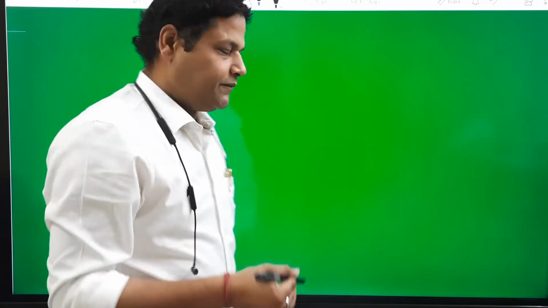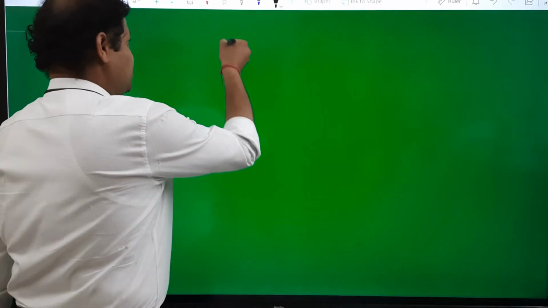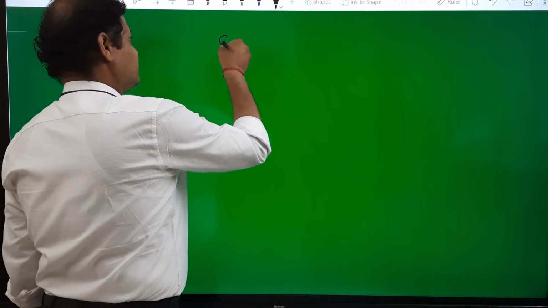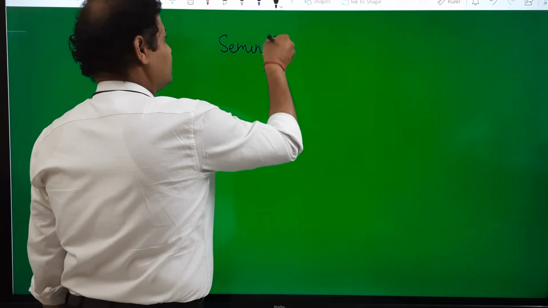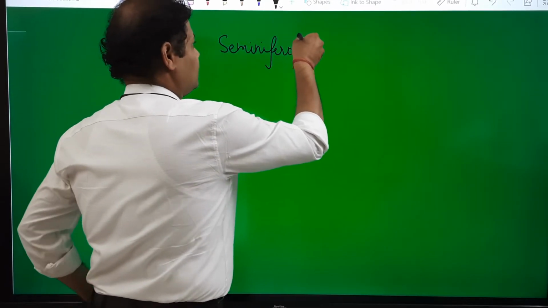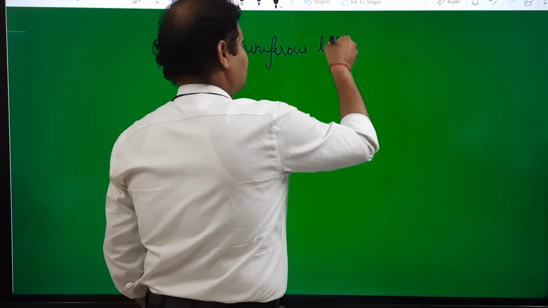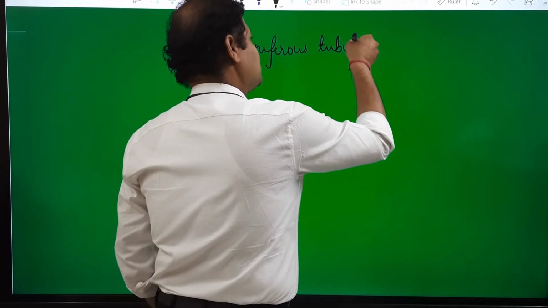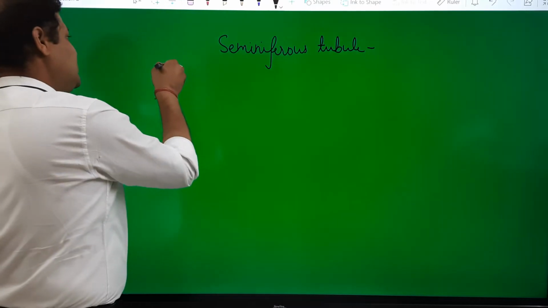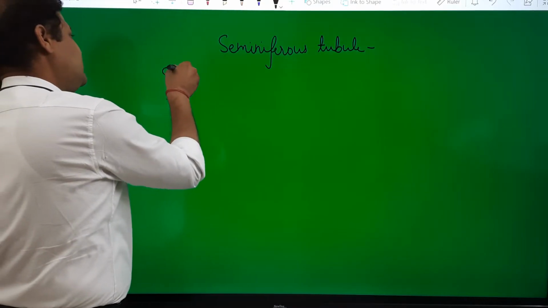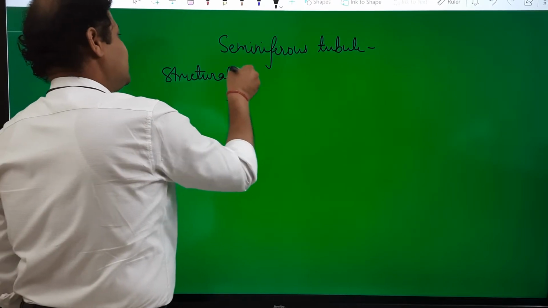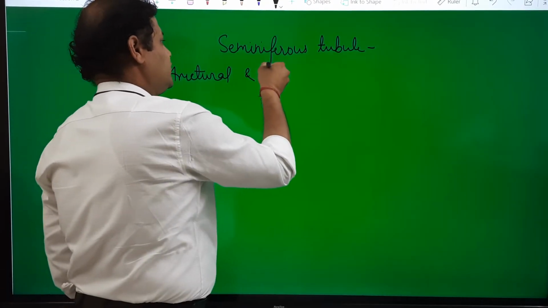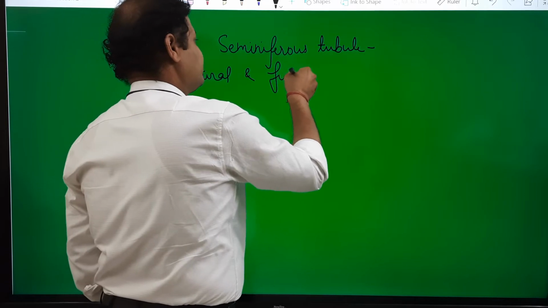Hello, today we will discuss seminiferous tubules, the structure of the seminiferous tubule. What is a seminiferous tubule? It is a structural and functional unit of the testes.